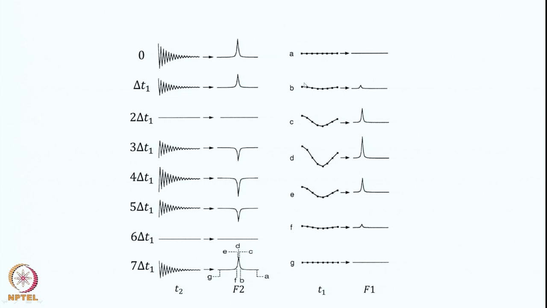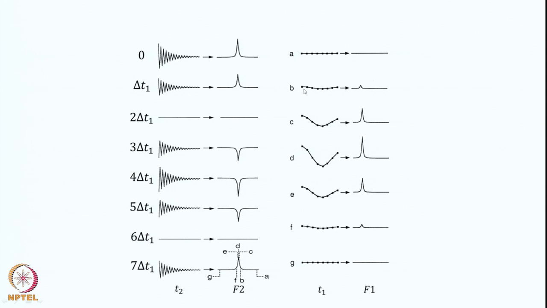So, initially there is this going down along this axis. What is it now? This axis is T1, because what is varying as you are going along is the t1 increment. Therefore, I want to call this the t1 variable. This is the t1 time axis here.